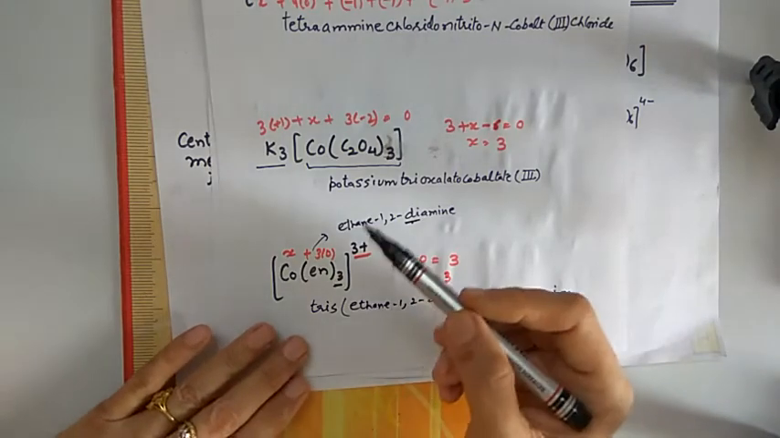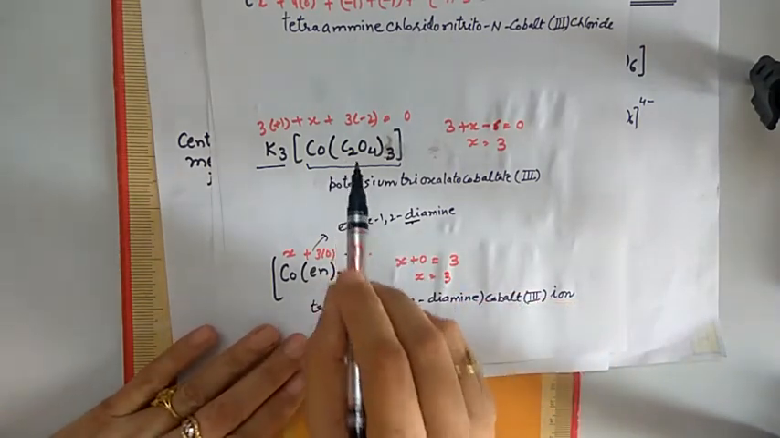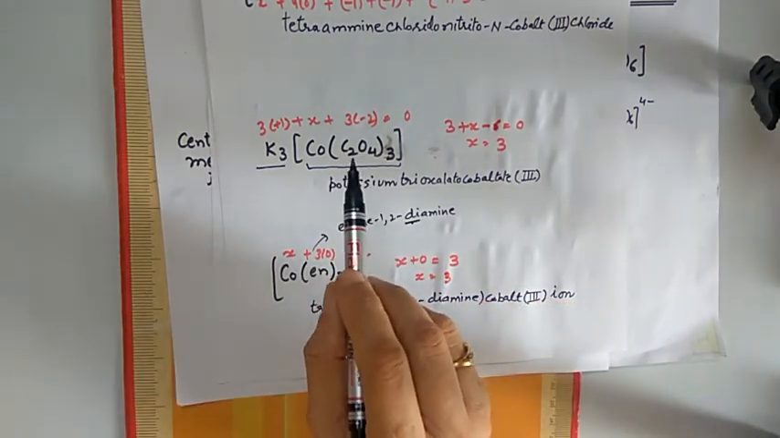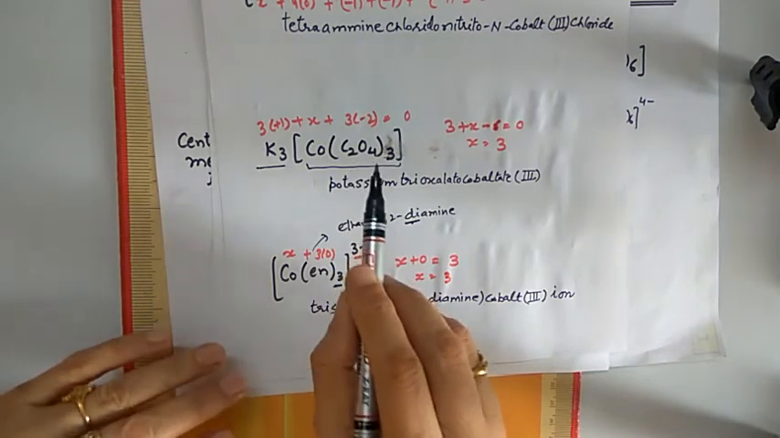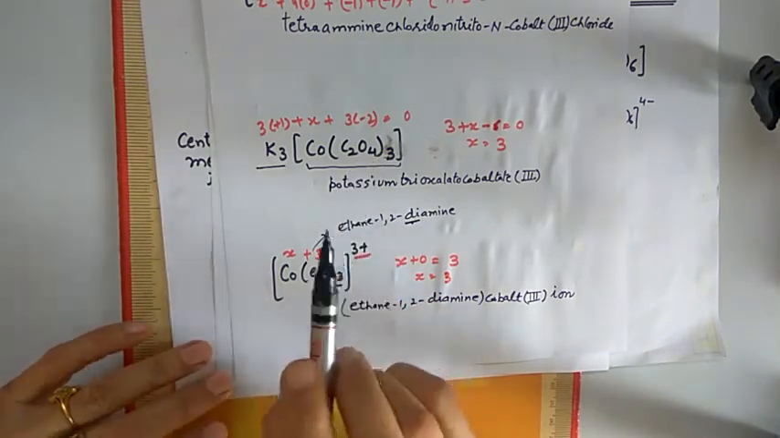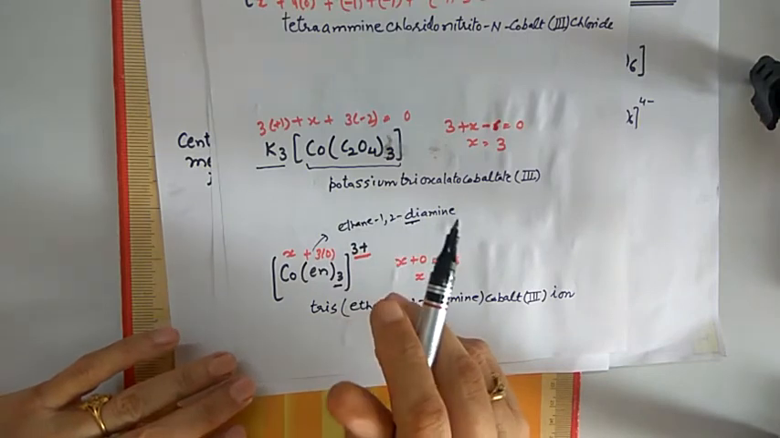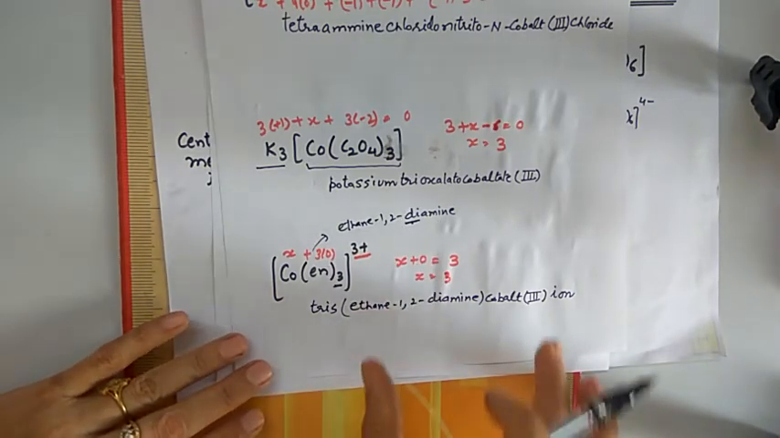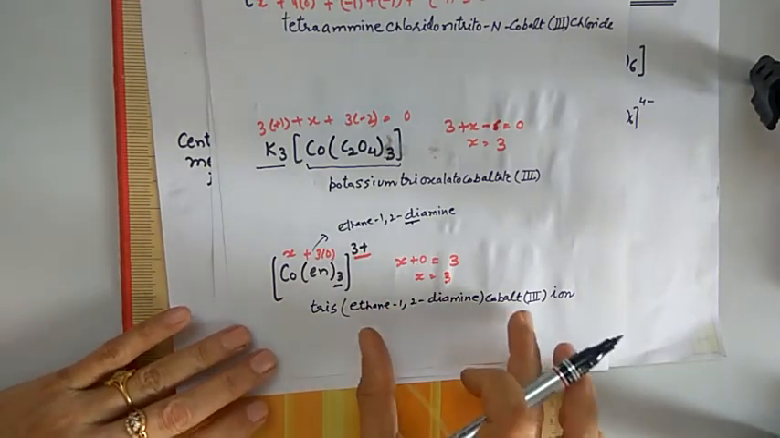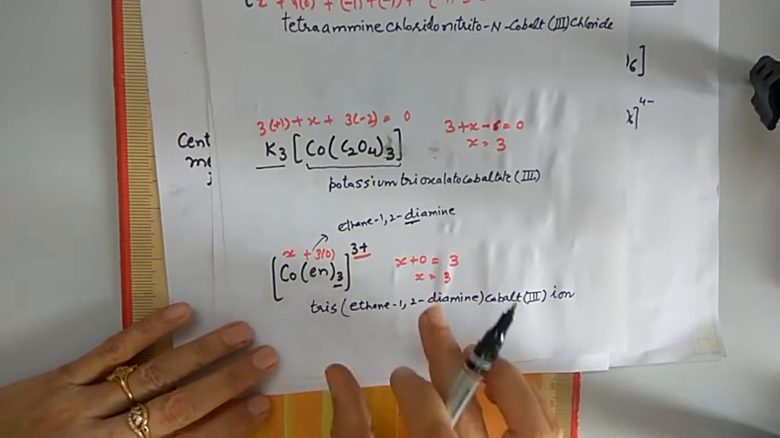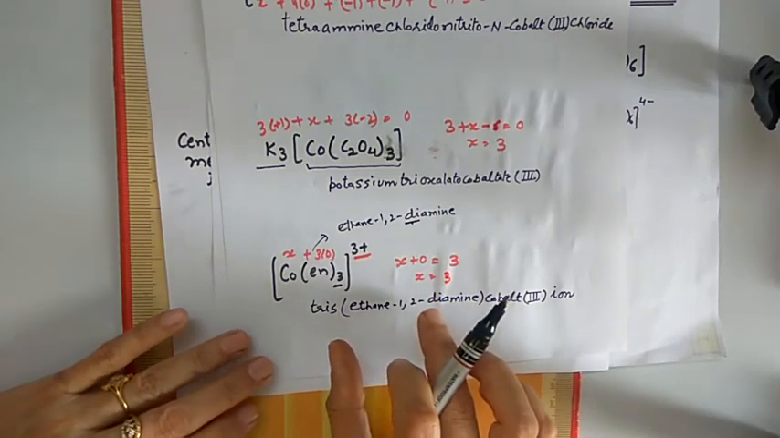Again I am reminding you that you can write this only if you know the names of the ligands and the charges present on the ligands. Only then will you be able to follow. So I have explained a few examples here. Hope you have followed, and will do more and more practice of such examples.